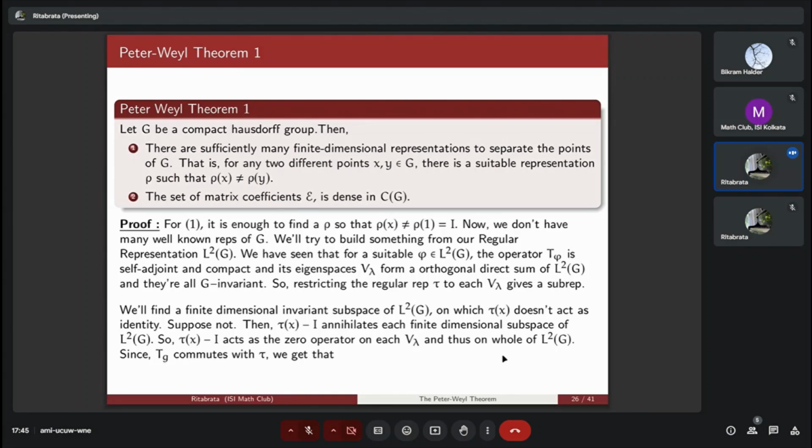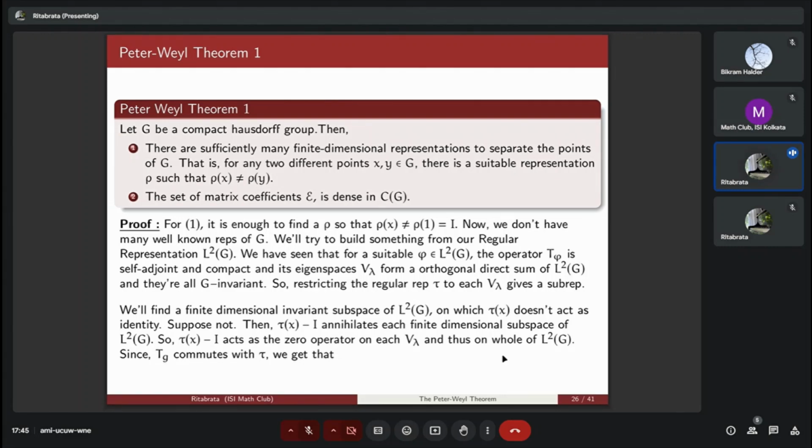For the first statement, because rho is itself a group homomorphism, it is enough to find a rho such that rho of x is not the same as rho of 1. And rho of 1 is the identity because it's a group homomorphism. The identity element must act as the identity operator.